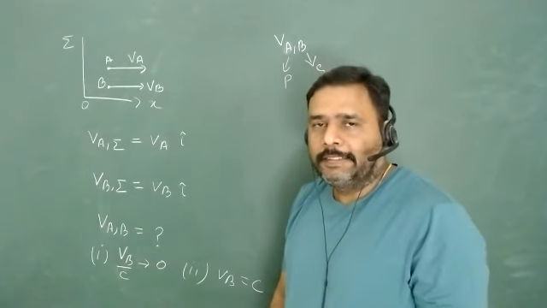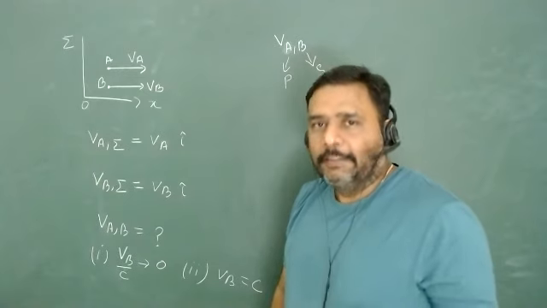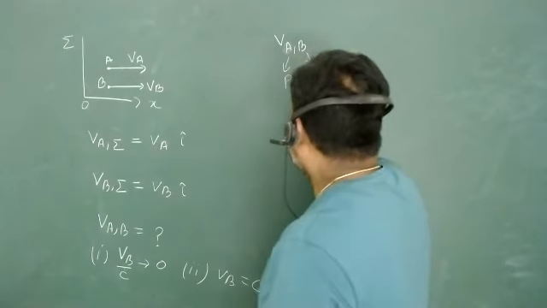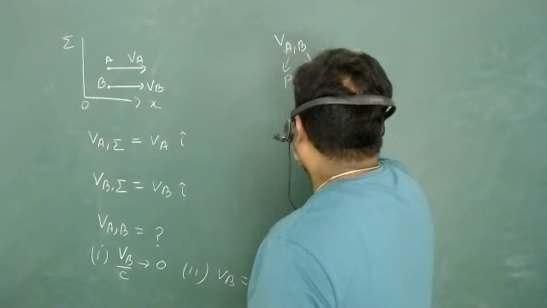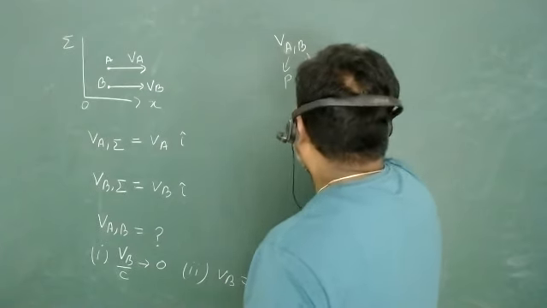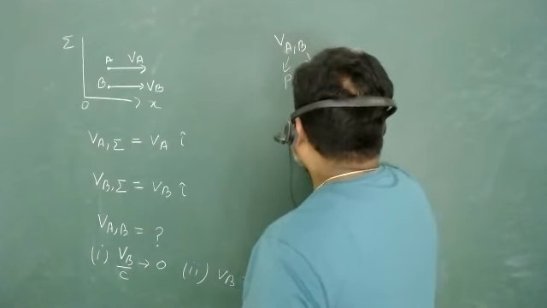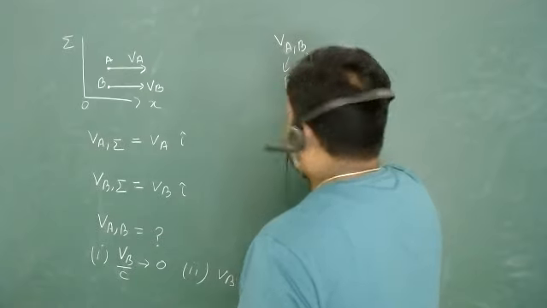What will be my S dash? What is S dash? Sigma. Sigma is my S dash, isn't it? Sigma is one frame and this is, so I can write something like this. B is my S frame. A is my particle. Then obviously sigma is my S dash.